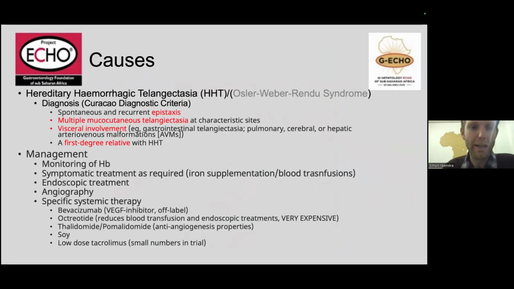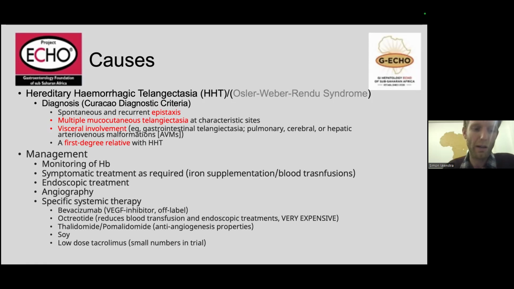It's diagnosed clinically. So it's the Curaçao diagnostic criteria, I think you need 2 out of the 4 of those. So epistaxis, multiple mucocutaneous telangiectasias at characteristic sites, visceral involvement, and a first-degree relative. And you can make a diagnosis. There's obviously also genetic tests that one can perform. And then management is just with either monitoring of hemoglobin and symptomatic treatment as required. One can perform endoscopic treatment, angiography if there's a large bleeding lesion, and one can perform embolization.